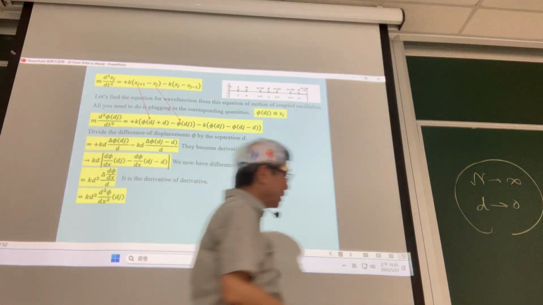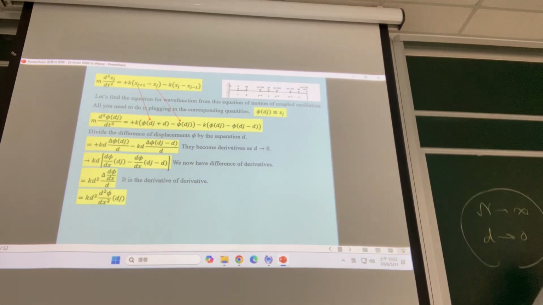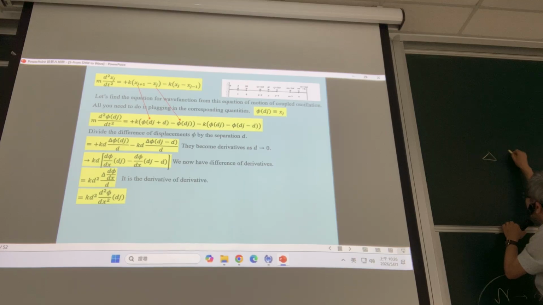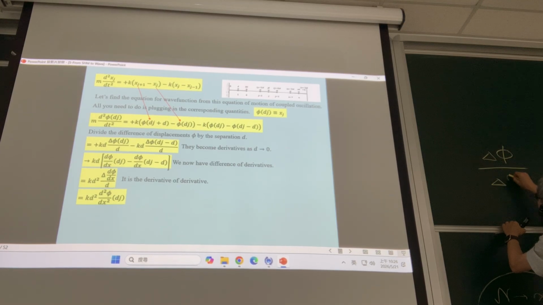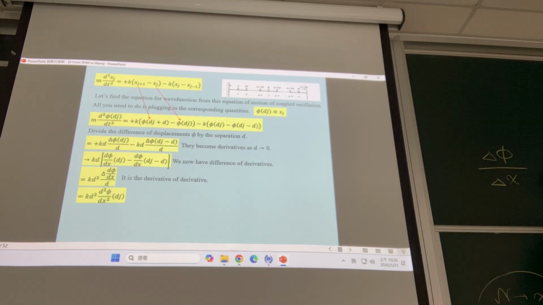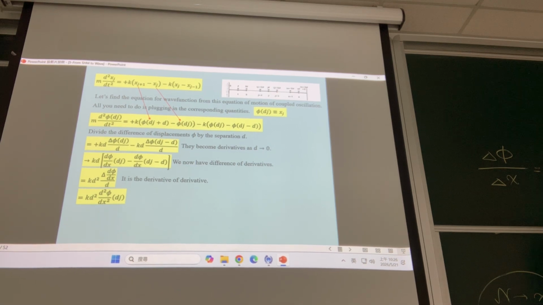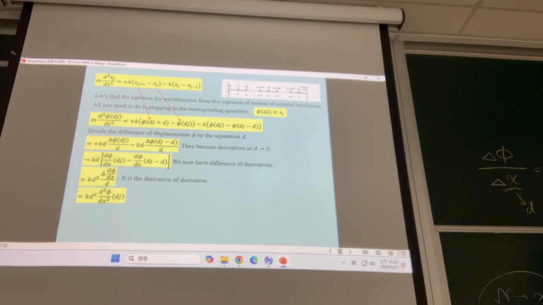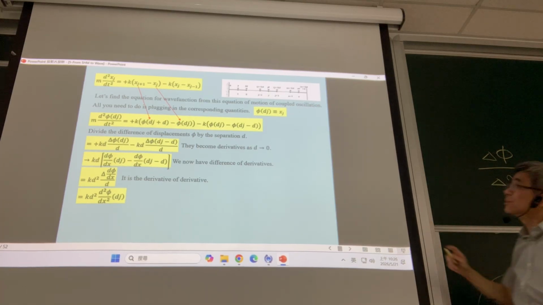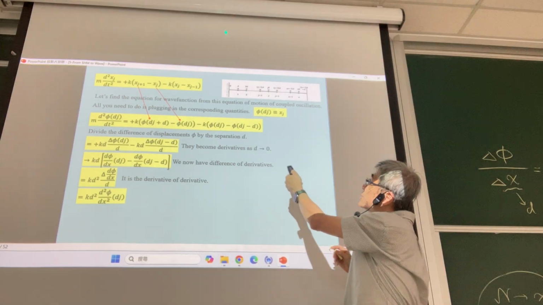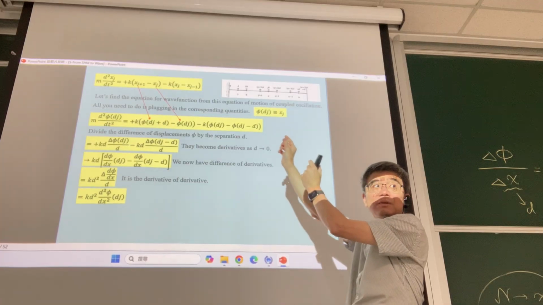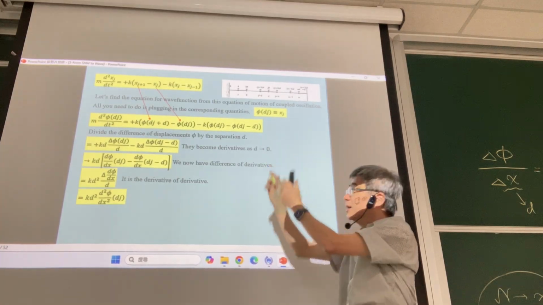So you better, if I write it this way, delta phi over delta x, then you'll be satisfied that is d phi dx, right? Yes. And delta x is d. Okay, you have to recognize that the d is delta x. That's the difference. If you take a look at this picture, it's the difference between the two particles. So it's delta x.